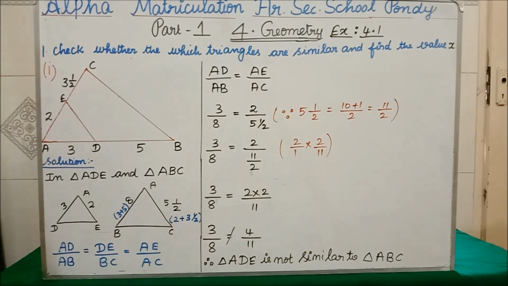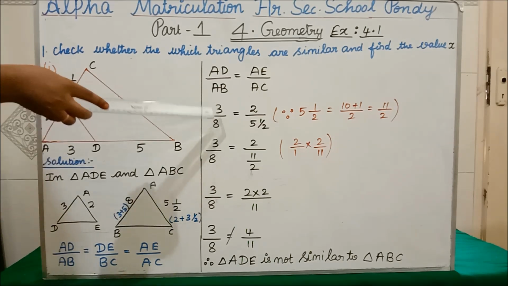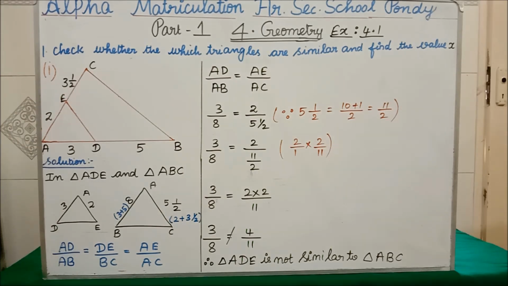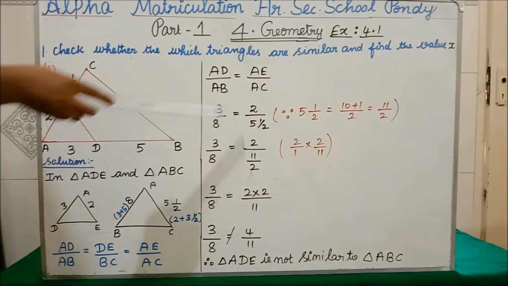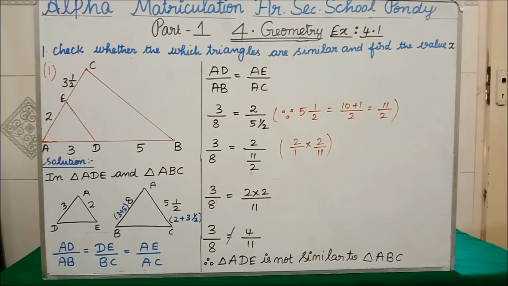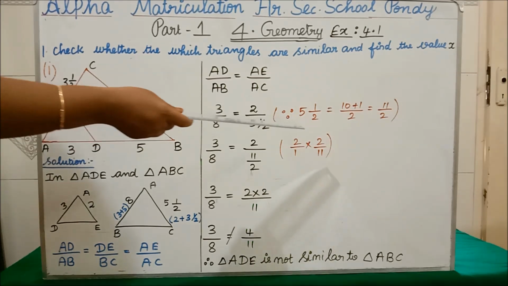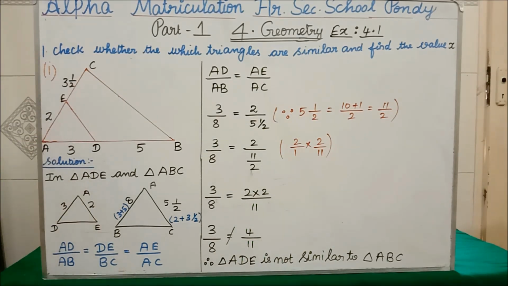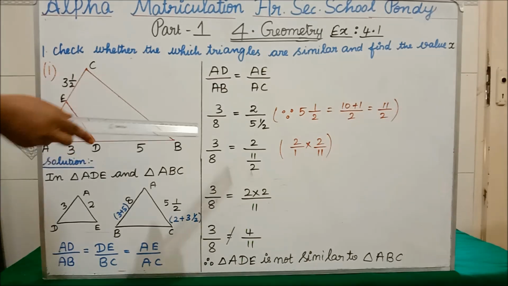That we are taking. Now, what is the value of AD? We have 3. So I have written here 3, divided by, what is the value of AB? 8 we have. So I have written 8 is equal to, AE value is what? 2. So I have written 2. AC value is 5 1 by 2. So I have written 5 1 by 2. Okay, 5 1 by 2 is in mixed fraction. To convert into normal fraction, what will you do? 5 2s are 10, 10 plus 1 is 11 by 2.